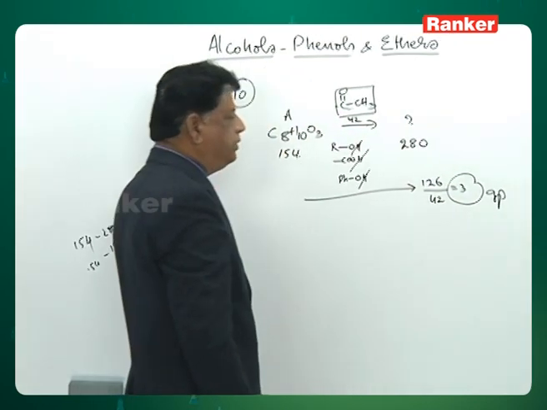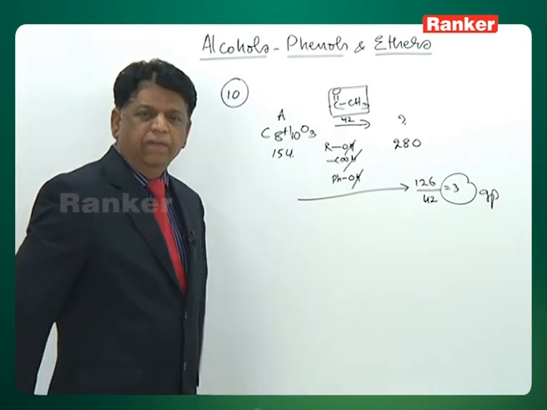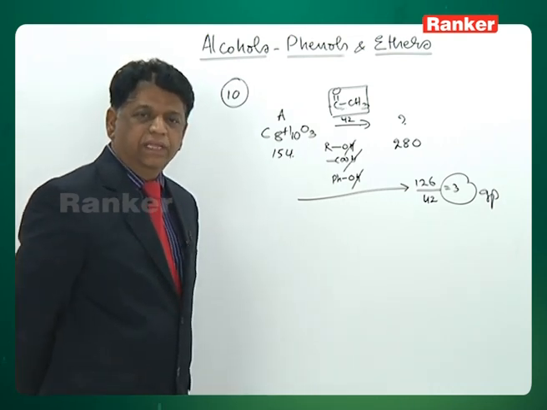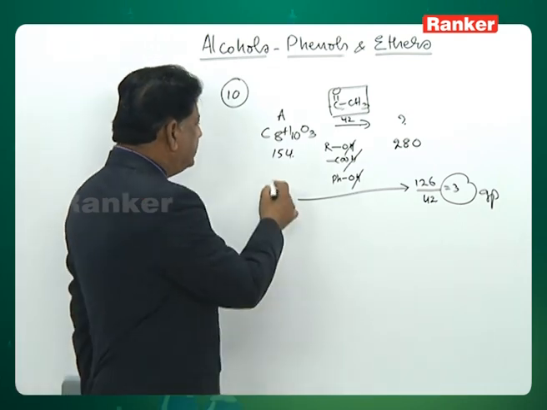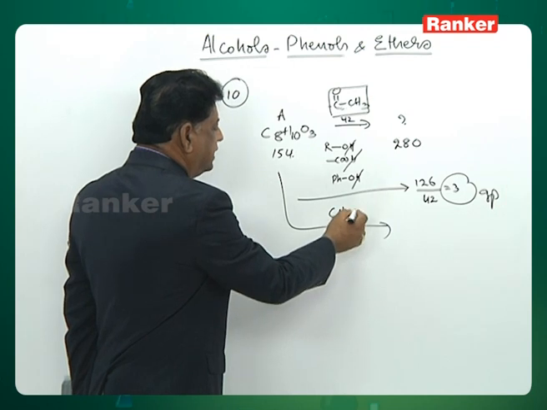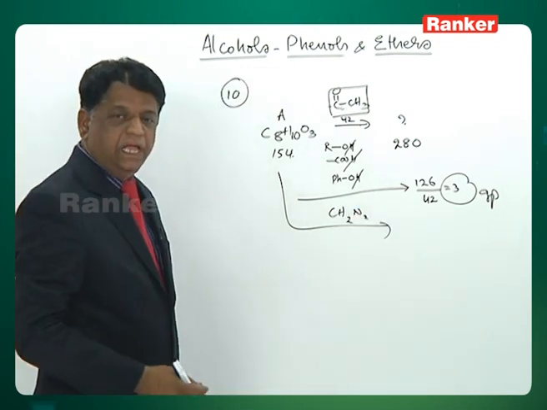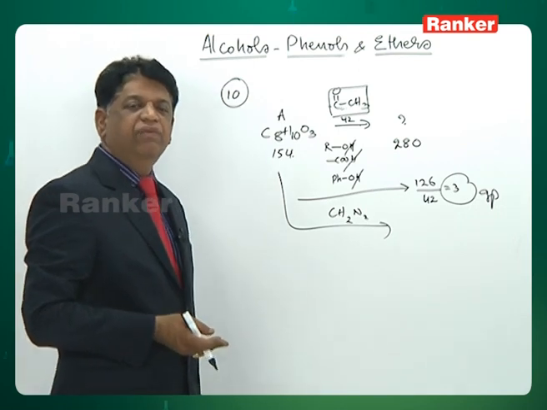Out of these 3 groups, how many are phenolic or how many are acidic? We are going to see. The treatment with diazomethane gives methyl ester. The same compound treated with diazomethane, CH2N2, a gaseous compound, converts the carboxylic acids as well as the phenols.